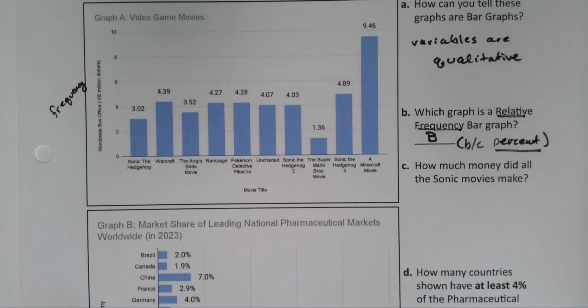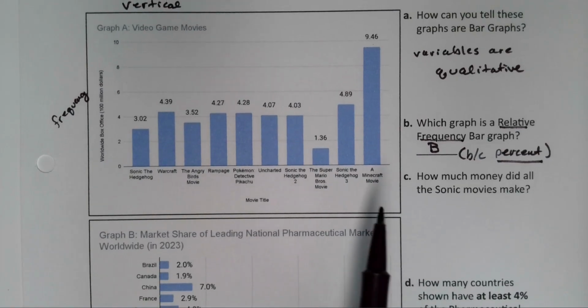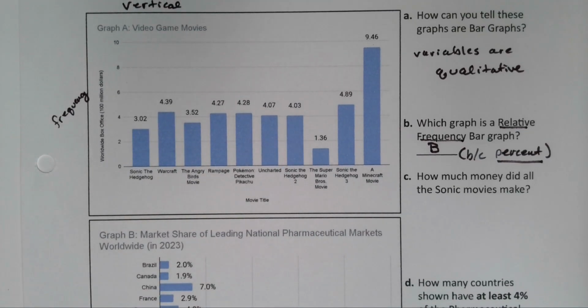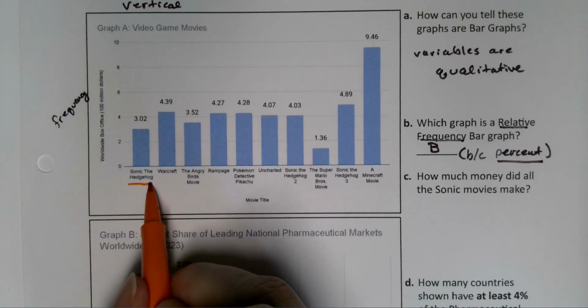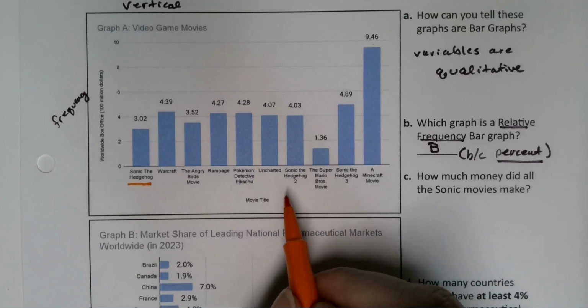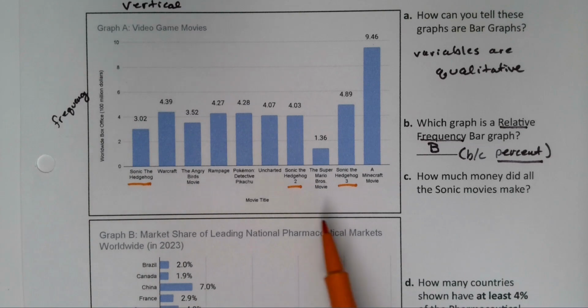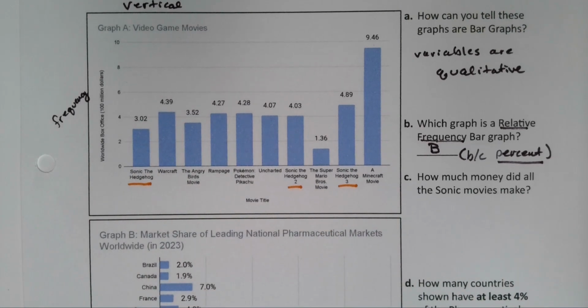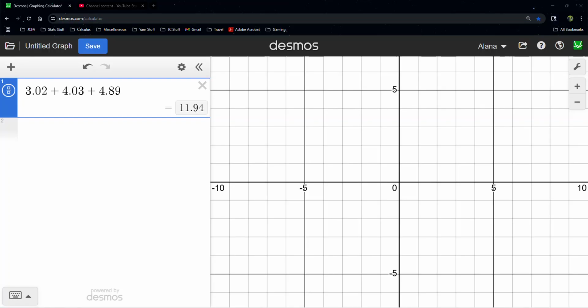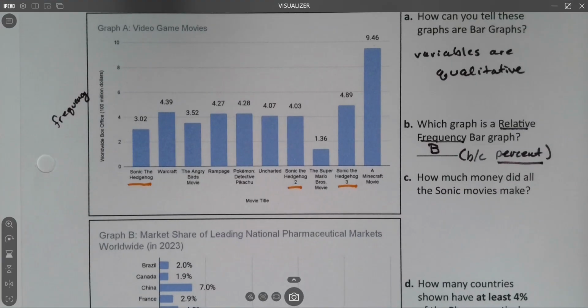Okay. So the Sonic movies, we would have to add up all the different Sonic movies. So there's Sonic the Hedgehog right there, and then Sonic the Hedgehog 2, and then Sonic the Hedgehog 3. So I would want to add up all three of those. So I'm going to go grab Desmos and add them. There's my Desmos. So 3.02 is the first one, 4.03 is the second one, and 4.89 was the third one. Together, all three of those make 11.94. All right, so we would say 11.94.